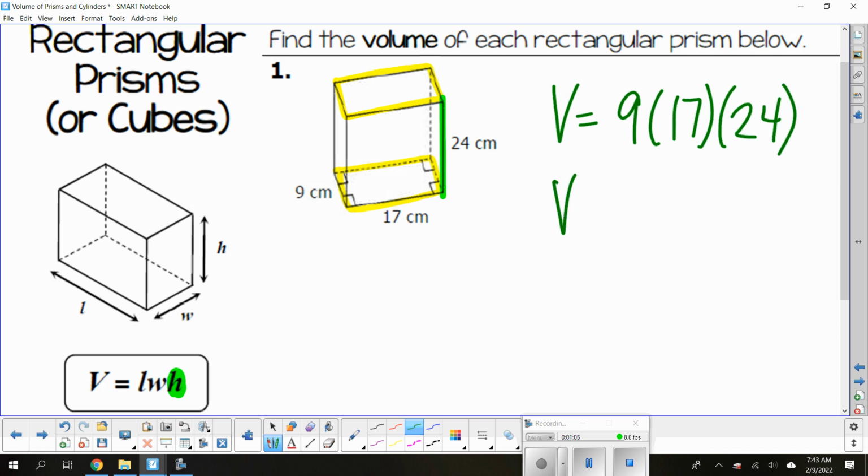And our volume would be 3,662 centimeters cubed. Now, volume is a cube unit because we are multiplying three dimensions together. The length is one, the width is one, and the height is one. So those are our three dimensions that we are multiplying together.